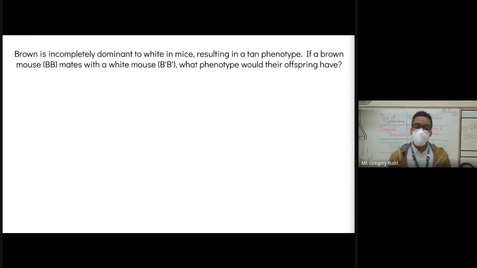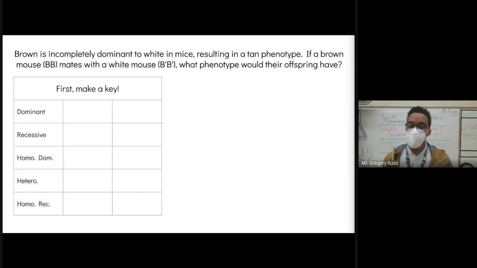All right, so I think we're in a good place to answer this question. What's the first step that we always follow? Make a key. Excellent. Our key still looks exactly the same. We still need to know the same information. What is the dominant allele? What is the recessive allele? And what do each of the three genotypes look like? And what phenotypes do they correspond to?